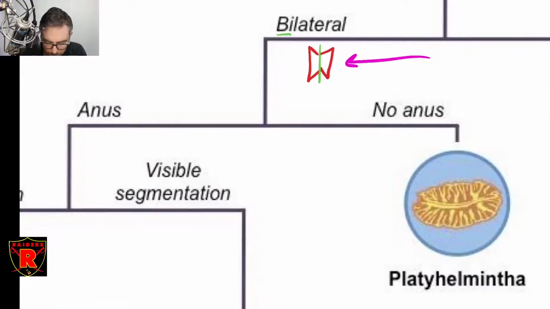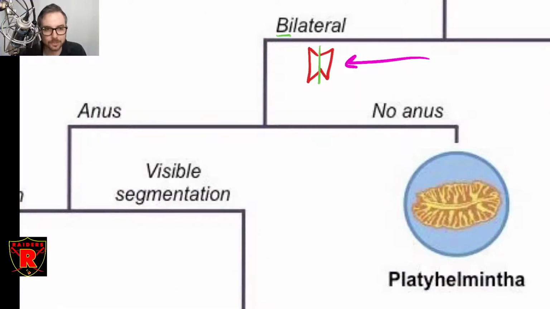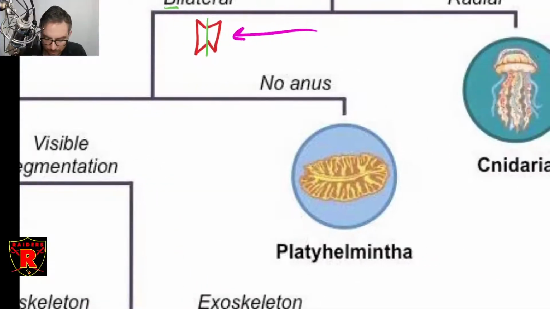And then we come to another question. Does it have an anus? And believe it or not, that is relevant for animals. Things like platyhelminths, which are flatworms, don't have an anus. They only have an in, no out. So their food goes in and then waste comes out the same hole.